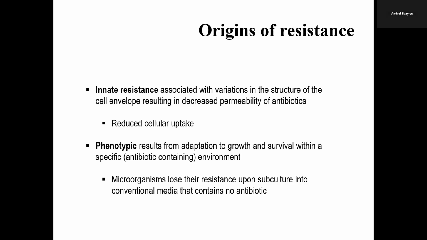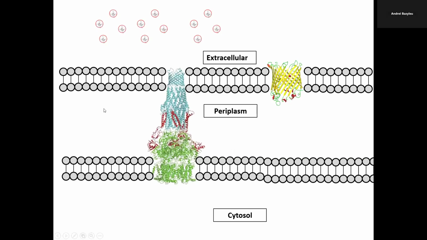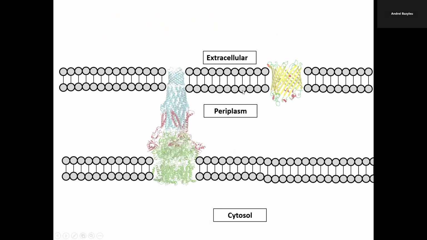But reduced cellular uptake and increased efflux, those are usually coming from the genomic DNA, and therefore they're a part of innate resistance. And as it says here, these are usually associated with variations in the structure of the cell envelope. So in other words, we're talking about the number of porins and the number and the activity of the efflux pumps.